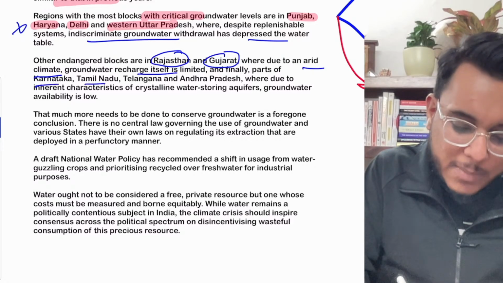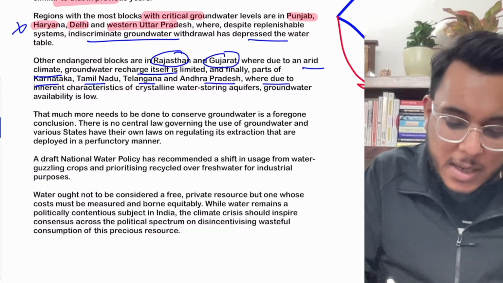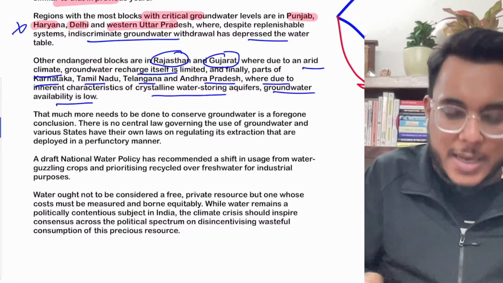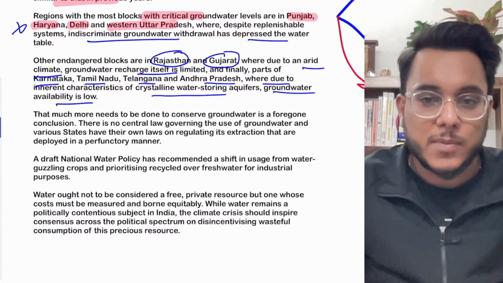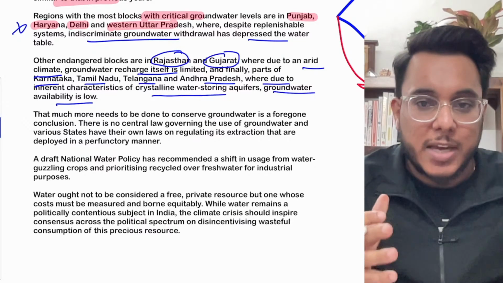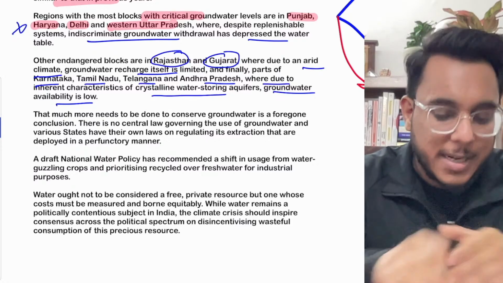Then Karnataka, Tamil Nadu, Telangana, Andhra Pradesh, fine. Here also the groundwater availability is low because of the crystalline water storing aquifers. Now understand this particular thing. What are the crystalline water storing aquifers? What is the reason? Understand this particular thing.